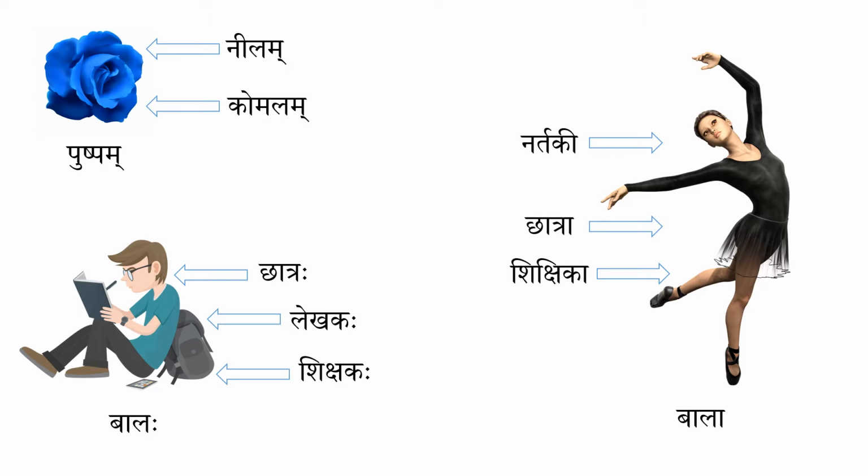The first picture shows a flower which is called Pushpam in Sanskritam. And what are its qualities? What are its dharmaha? So it has neelam, its color is neelam or blue, and it is also komalam, means it is soft. So this pushpam has neelatvam or the quality of blueness in it, and the quality of komalatvam, the quality of softness in it. So this neelatvam and komalatvam both are in the pushpam, in the flower.